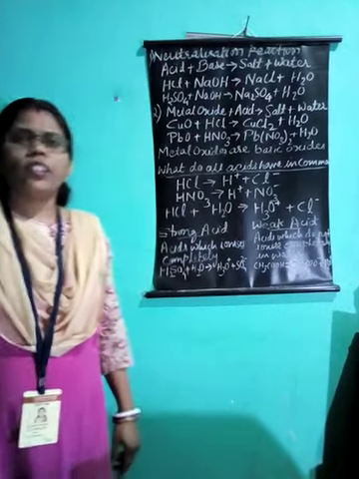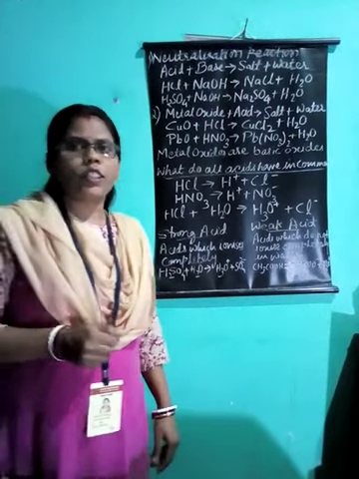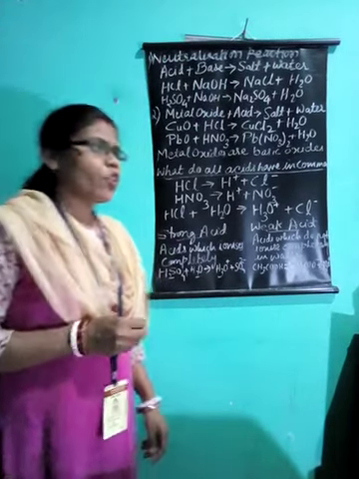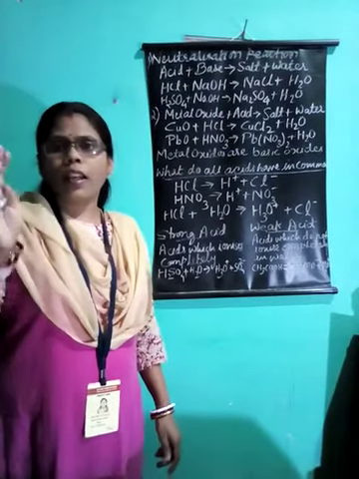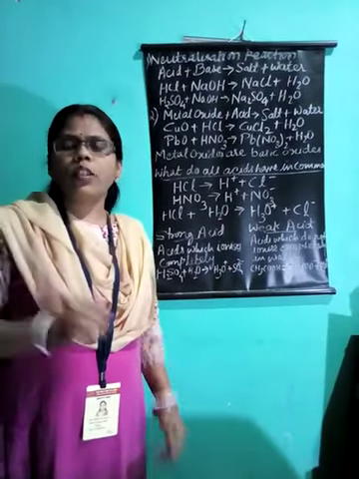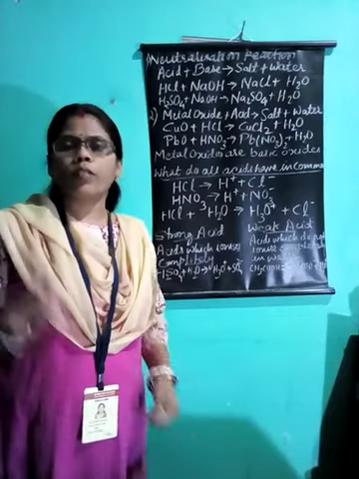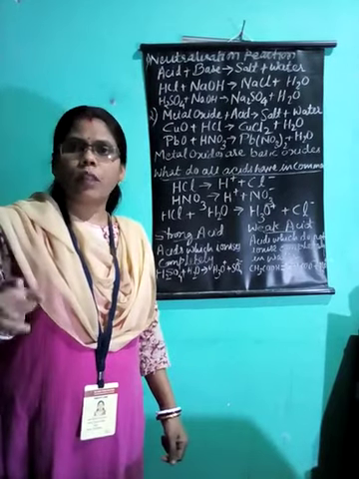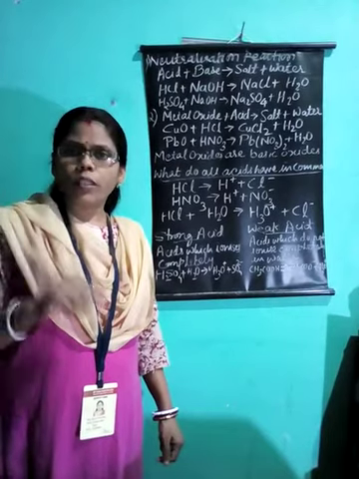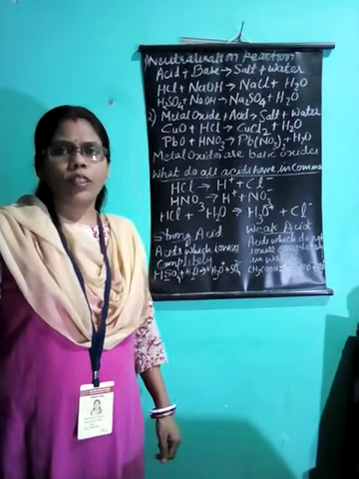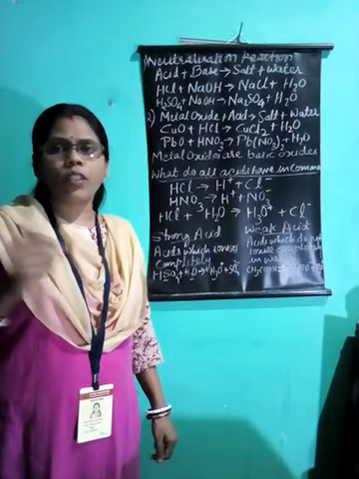Good morning, children. In the previous class, we had studied about the chemical properties of acids. We had studied three properties. Acids, when they react with metal, what is formed? Metal salt is formed along with hydrogen gas. Second, metal carbonate plus acid gives carbon dioxide plus water plus metal salt. Metal hydrogen carbonate plus acid, again we get carbon dioxide, water plus metal salt.